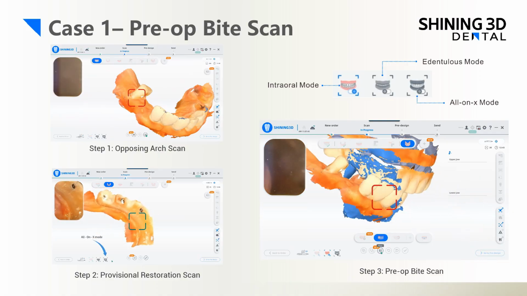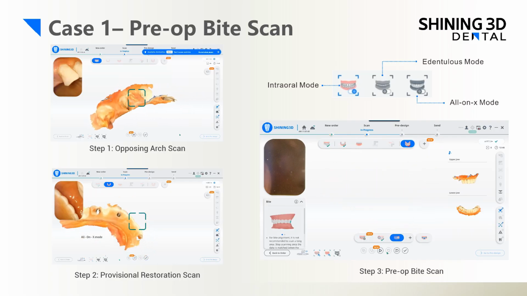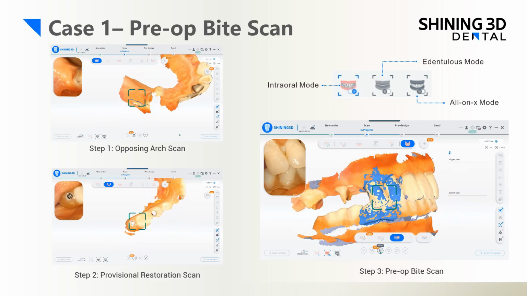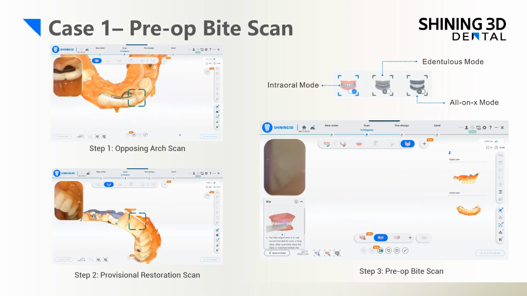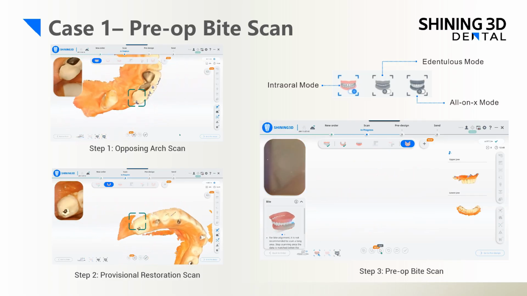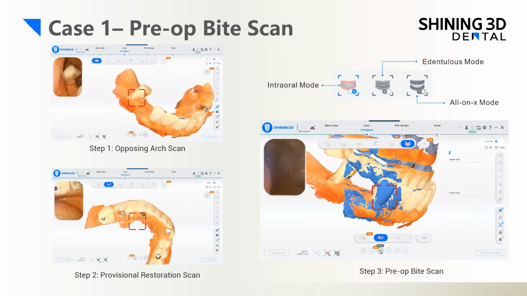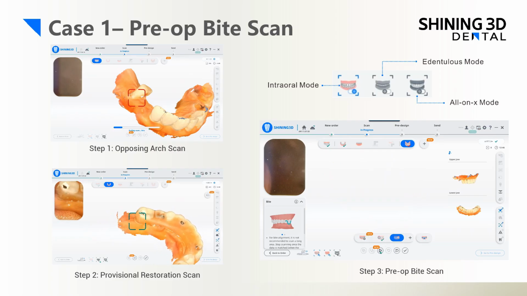And we also have a second mode, that is the edentulous mode. Activate this mode when scanning soft tissue to enhance the stitching of the soft tissue data for edentulous cases. And the third mode is the All-on-X mode. This is a new mode. This mode can be used when scanning provisionals. It helps to capture both the prosthesis and the transition area between the provisional and soft tissue.